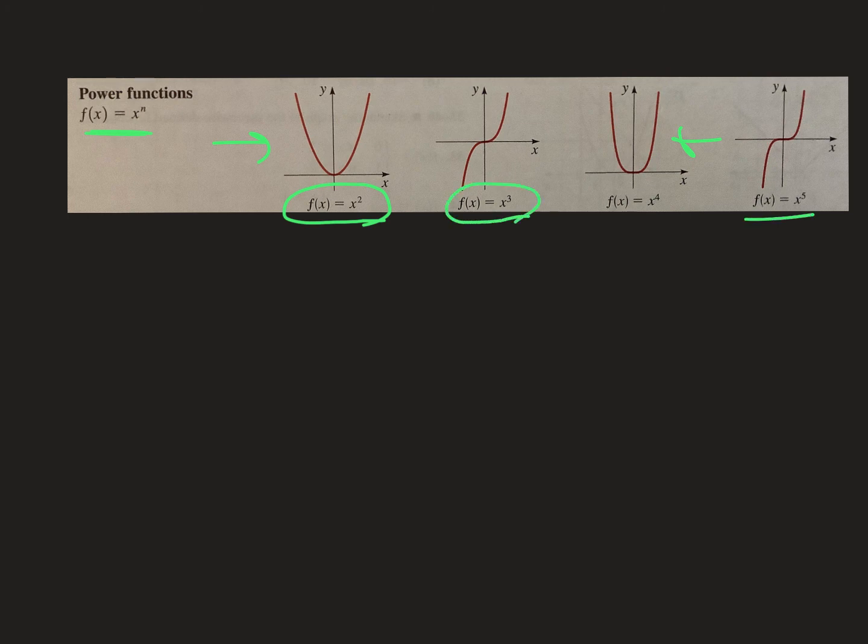Odd powers, like x cubed, x to the 5th, look what they look like. It's basically a parabola going different ways. Like there's half the parabola going this way, half going this way, half going up, half going down. Okay, that's what powers look like.